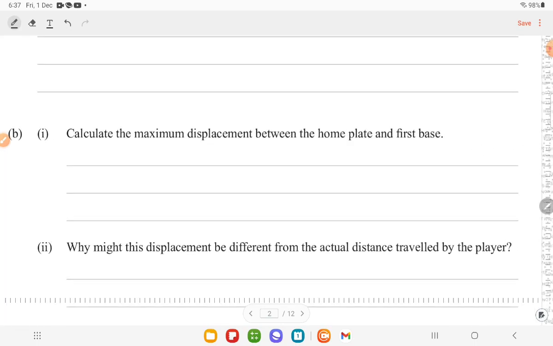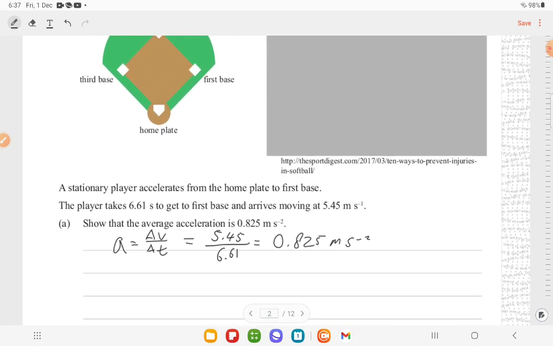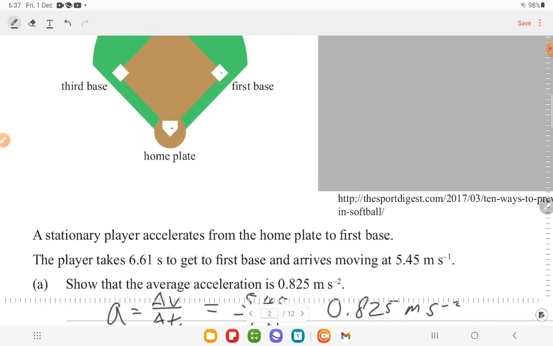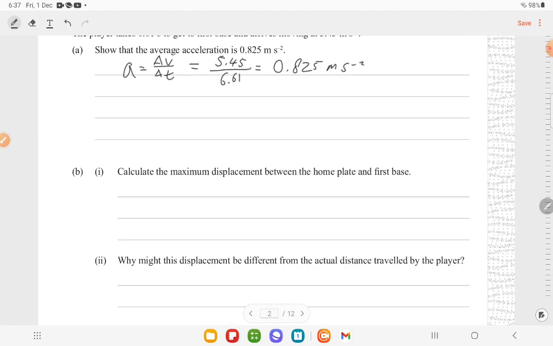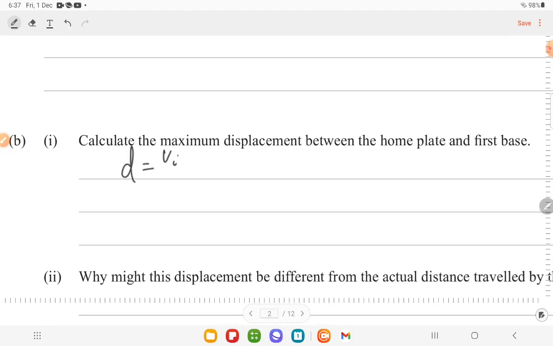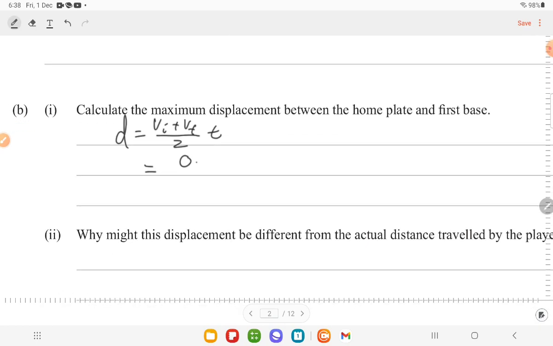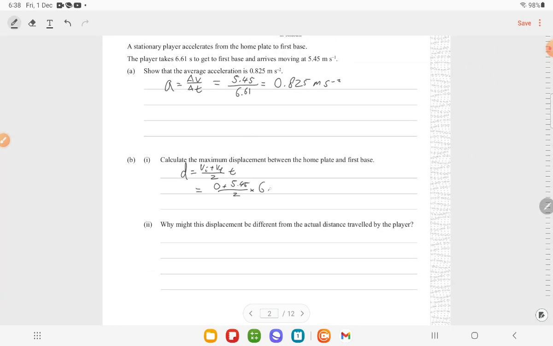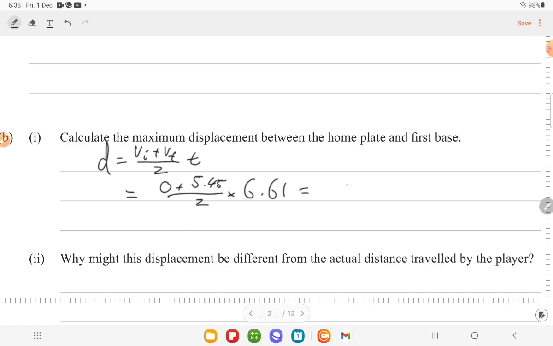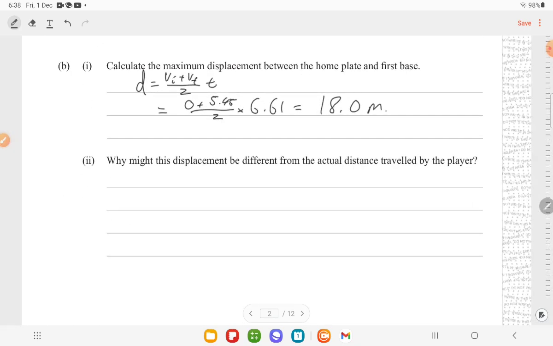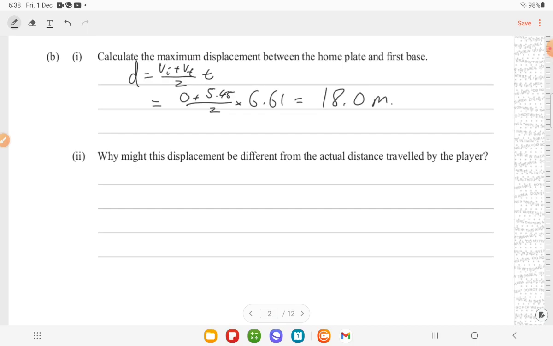Calculate the maximum displacement between the home plate and first base. So that's just the distance from here to here. Distance is equal to initial velocity plus final velocity over 2, times time. This is equal to 0 plus 5.45 over 2 times 6.61 seconds, and this is equal to 18.0 meters.